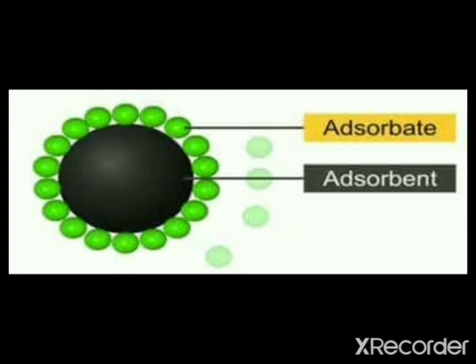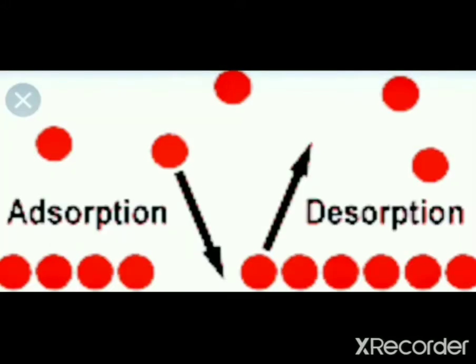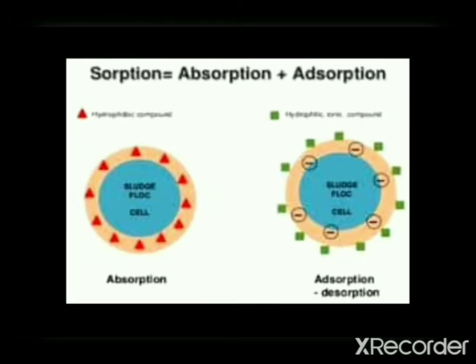The adsorbate gets adsorbed on the black adsorbent. You should know what is meant by desorption. Now from the figure it is clear that desorption is just the opposite of adsorption. So desorption can be defined as the removal of the adsorbed substance from the surface of an adsorbent. What is meant by the term sorption? It is a phenomenon in which both adsorption and absorption occur simultaneously.